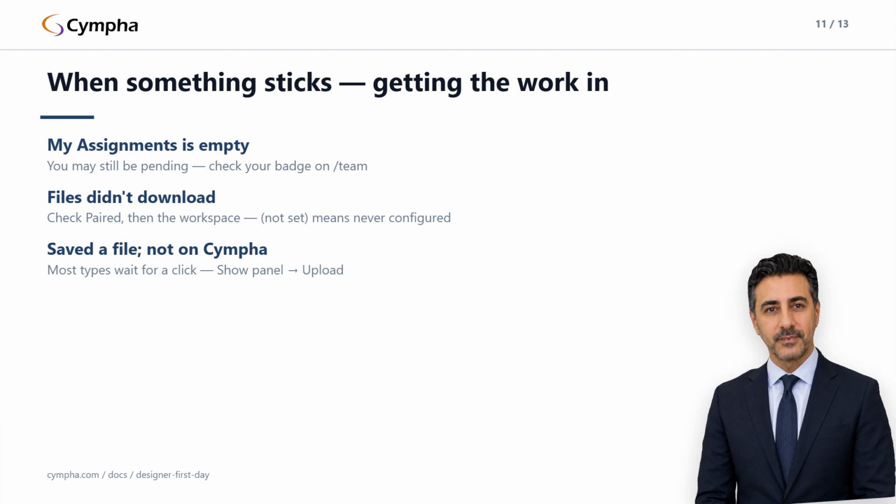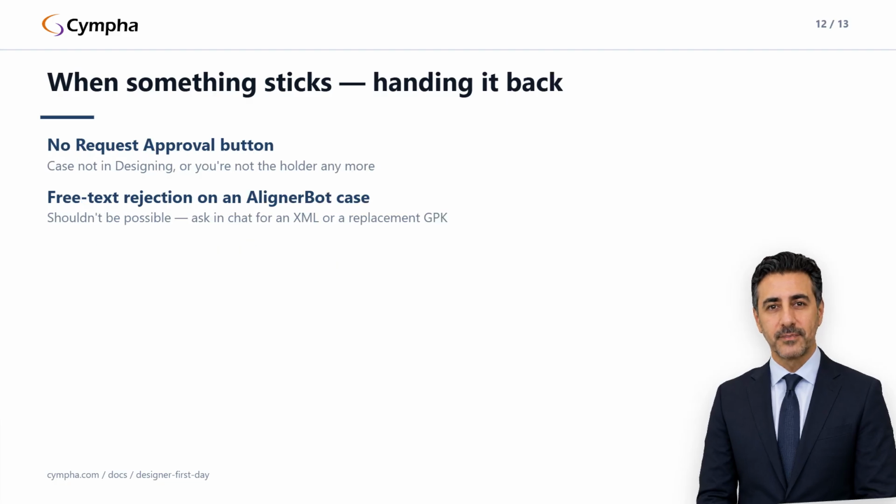And 2 more on the way back out. A missing Request Approval button means one of 2 things. Either the case isn't in designing, so check the status badge, or you're no longer the current holder because the lab manager or an intaker reassigned it while you were working. The designer column on the queue or the activity log on the case page will tell you which.